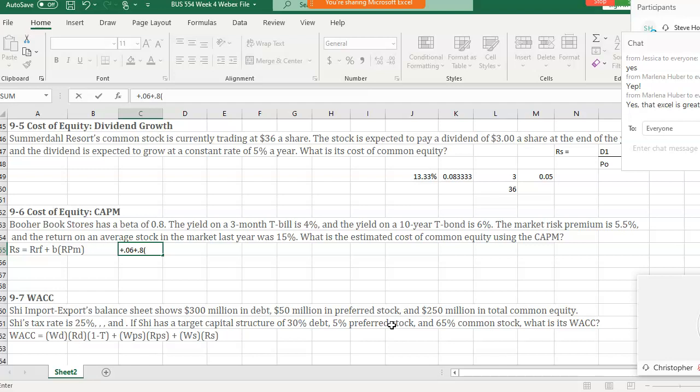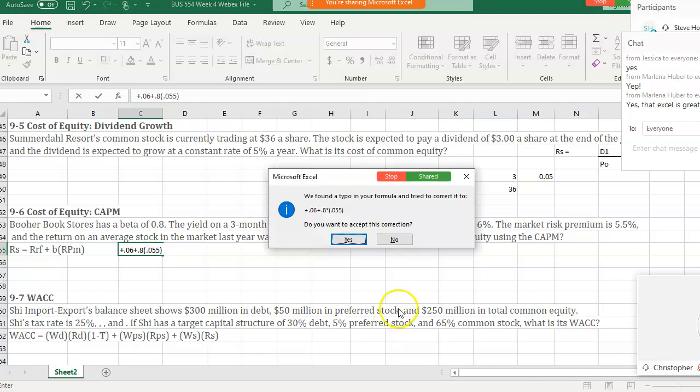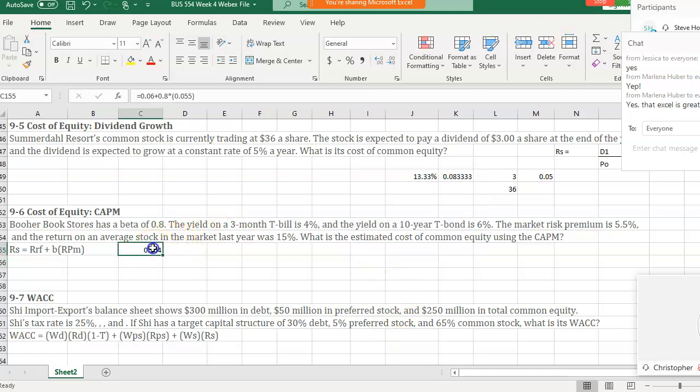And multiply that times 0.055. So I'll do the math on that, and I'll get this answer right here, which is 10.4%. Okay, so 10.4% by plugging in my numbers.